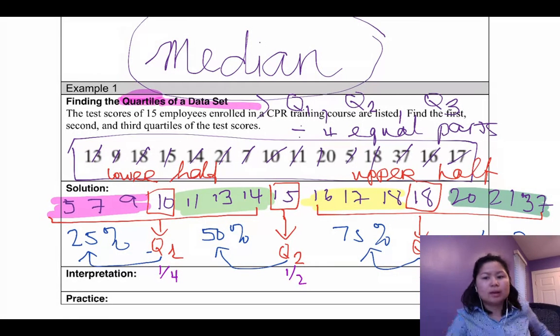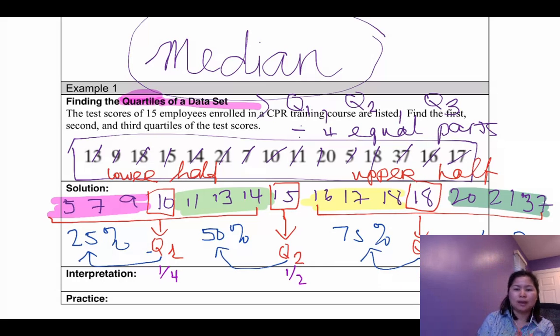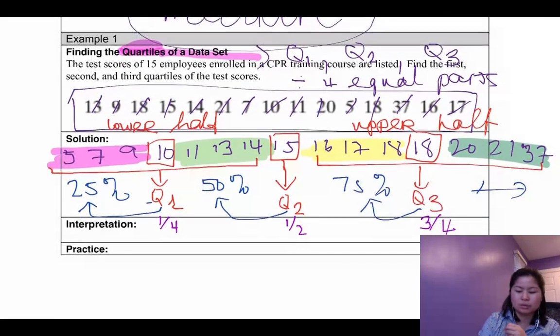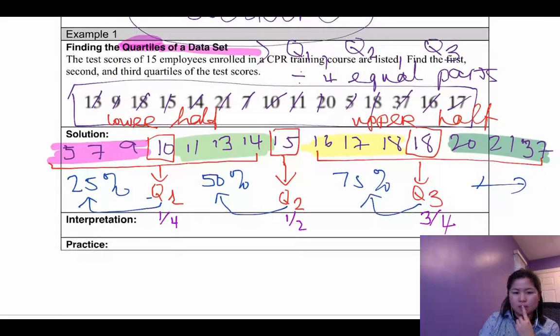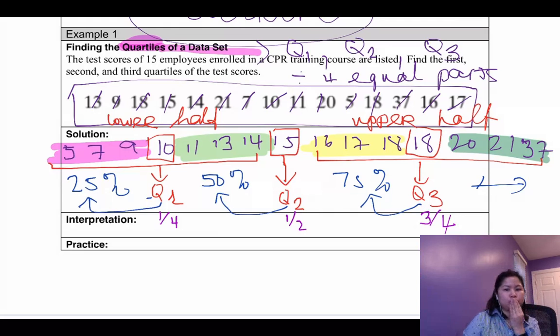Any questions on how we calculate Q1, Q2, and look at the values or how we split it up? Any questions for me before we move on to interpret what Q1, Q2, and Q3 represent? Questions? You okay?